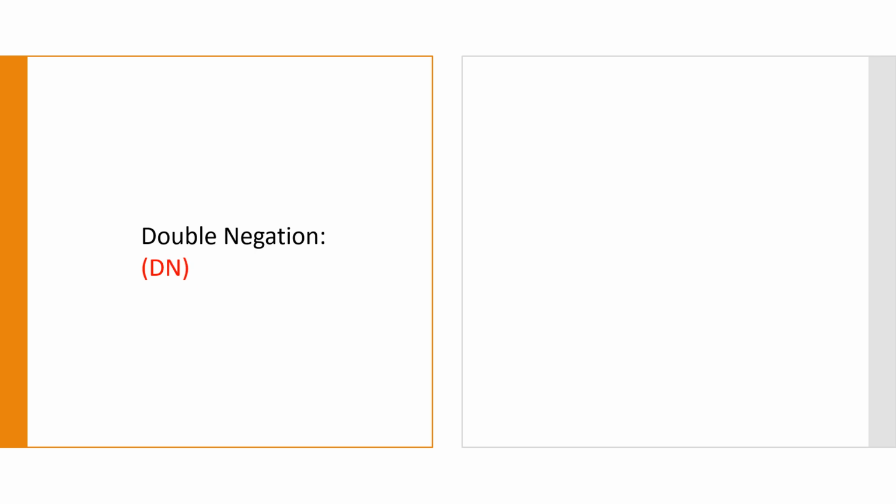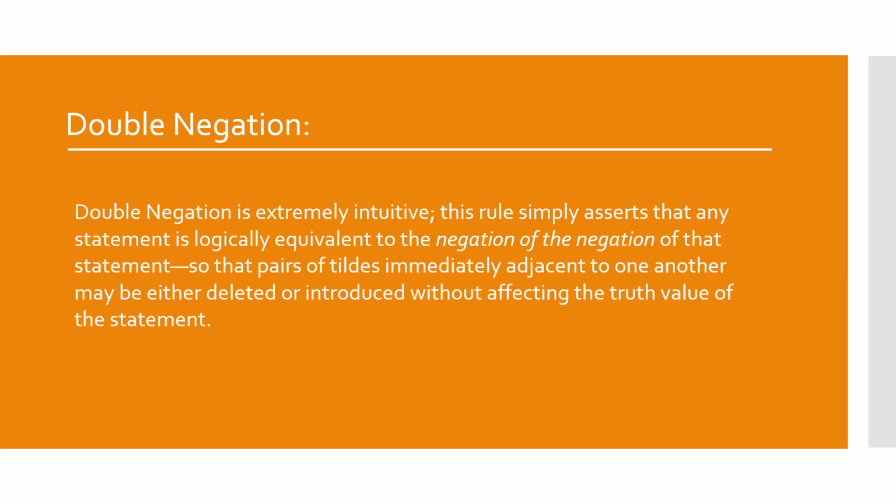Now the final rule for this video at least is called a double negation, which we abbreviate with just the letters DN, and this is an incredibly obvious and fairly intuitive rule of replacement that we're going to use. This rule simply asserts that any statement is logically equivalent to the negation of the negation of that statement, so that pairs of tildes immediately adjacent to one another may simply be deleted or introduced without affecting the truth table of the statement at all.